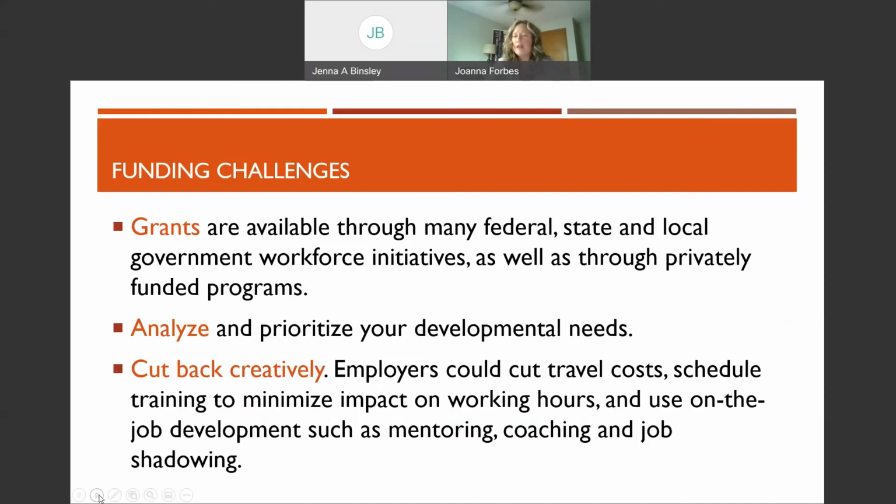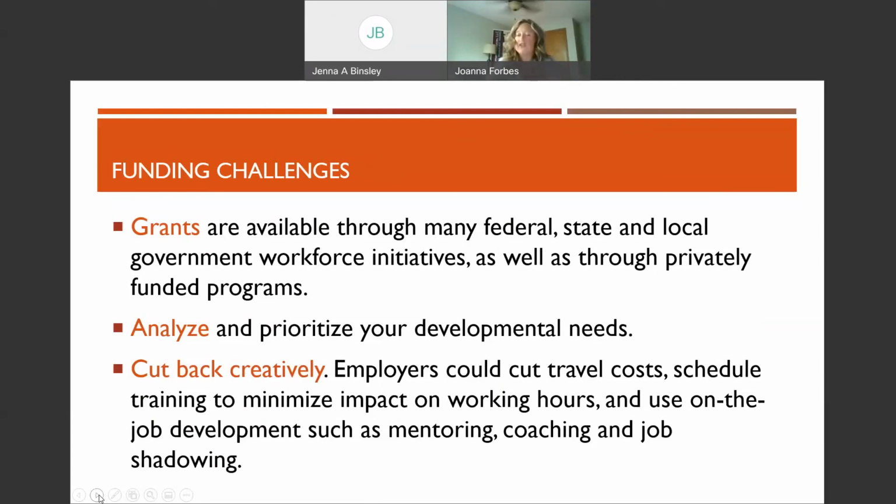And we're seeing a lot of businesses now cut travel costs. They're doing some scheduling so it doesn't impact the working hours. And we're doing more of these low-cost initiatives at work, like we talked about, like mentoring, coaching, and job shadowing. All of those things are developmental opportunities. Don't always think that they're not worth it because they're not some fancy learning program.